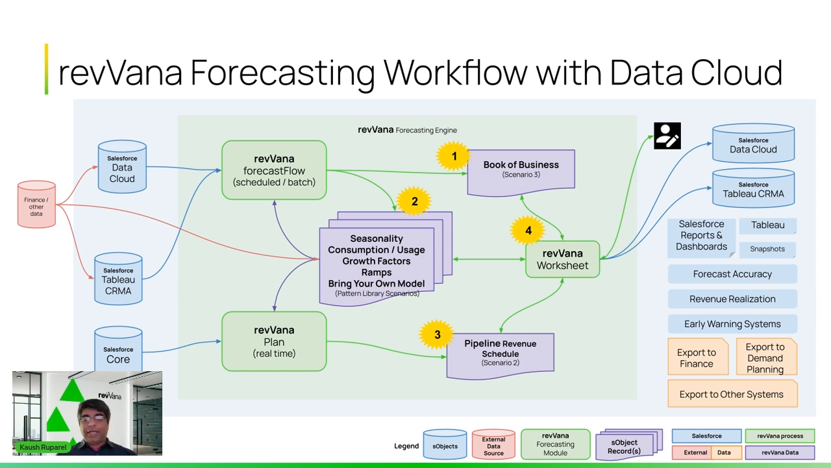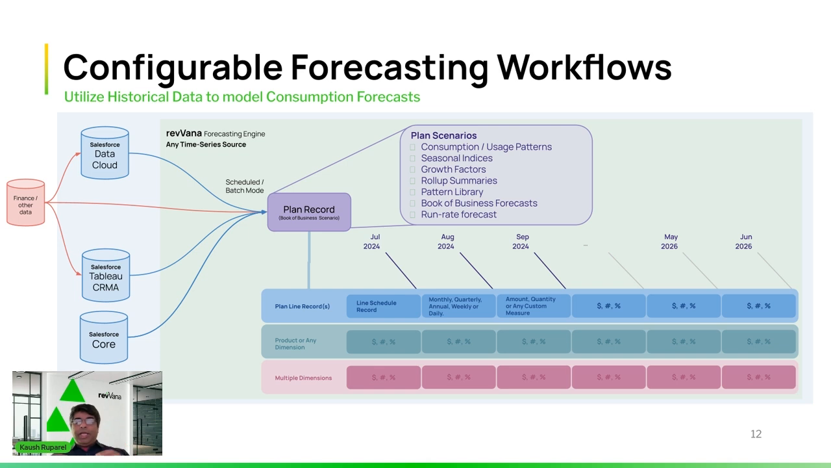I'll come back to this slide in a bit, but going one level deep, how we leverage Data Cloud is we take the historical actuals, we run some processing on it, and at the end of it, we generate what we call a plan. So plan is a standardized structure where you could have plan lines, and then you have a schedule. The schedule could be monthly, quarterly, annual, weekly, or even daily if your business requires that kind of granularity. And you can forecast any metrics.